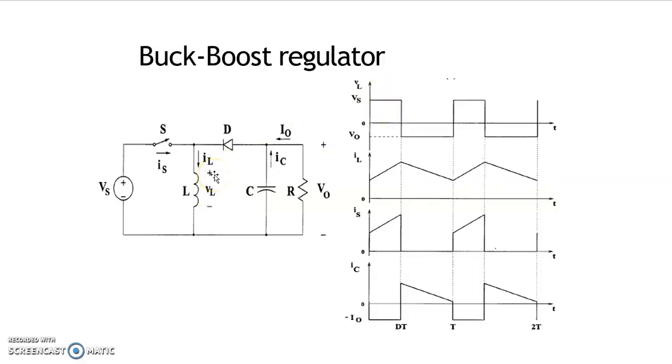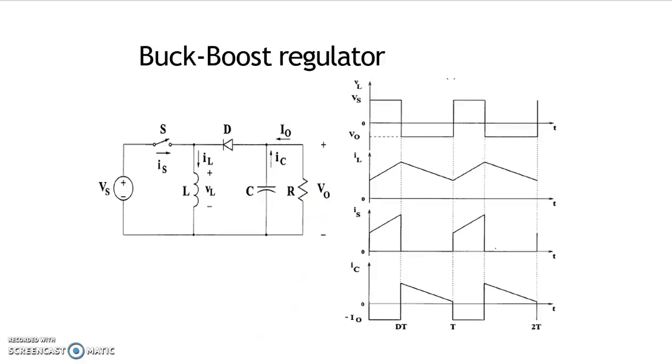In second mode, we are assuming that our switch is in off state. When the switch is off, the energy stored in the inductor is transferred to the output. No energy is supplied by the input during this interval. That is, during that time, VL is equal to V naught. Voltage across the inductor is equal to V naught, the average value of output voltage.